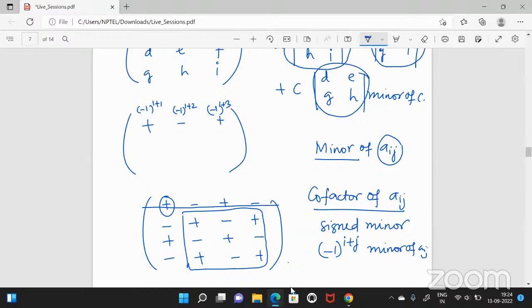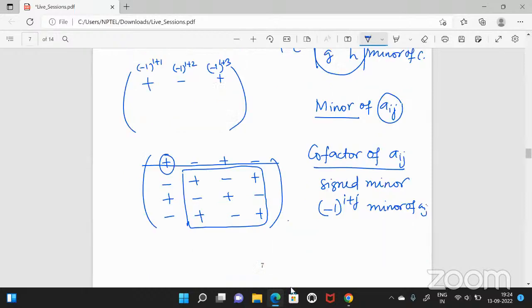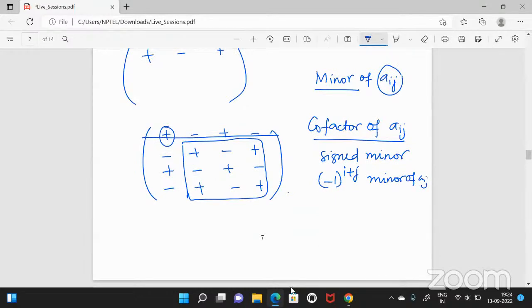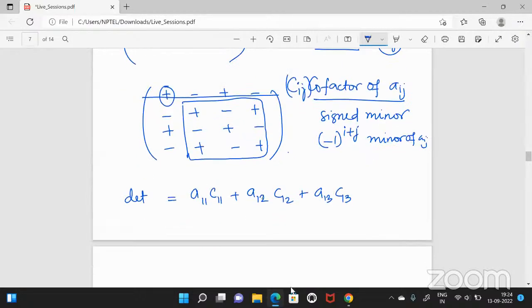So that's what minor and cofactor is. What you're basically doing is calculating the determinant by expanding along any row or any column, using its cofactors. The cofactor we denote by Cij. So A11 C11 plus A12 C12 plus A13 C13. It's a 3 cross 3 matrix.